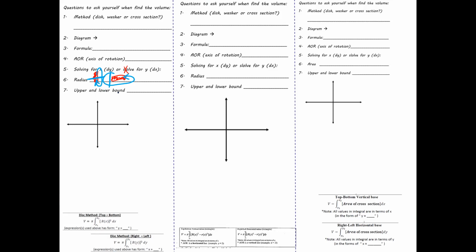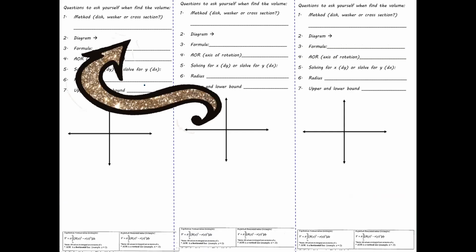Also your upper and lower bounds: if it is going up and down, then your integral is going to be from x1 to x2, and if it's going like this, it's y1 to y2. It's really important that you are careful with it. All right, with that said, let's start off with the first one, which is right there.